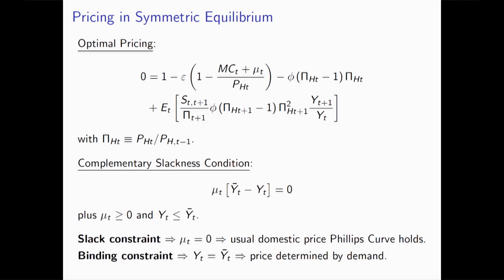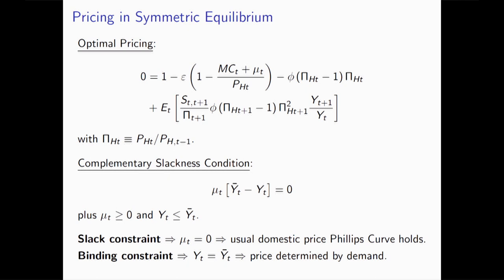The twist now is that when capacity constraints are binding, there's going to be a multiplier associated with this constraint that is going to show up in the pricing equation. What that reflects, and this was related to the question I posed in the previous session, is that when the capacity constraint is binding, the price is going to be determined by demand. So I don't face any trade-off anymore. I basically want to raise the price until the demand curve meets my binding capacity.